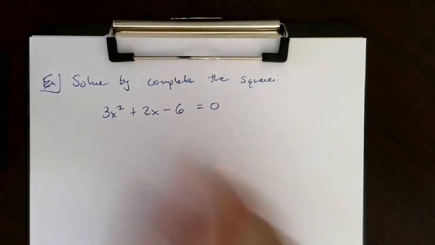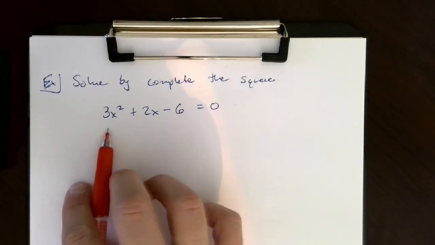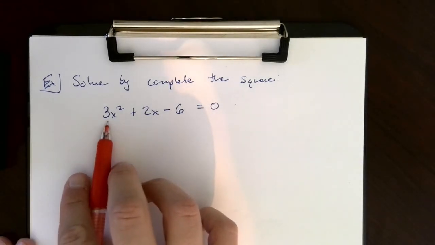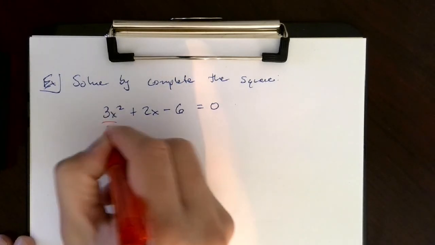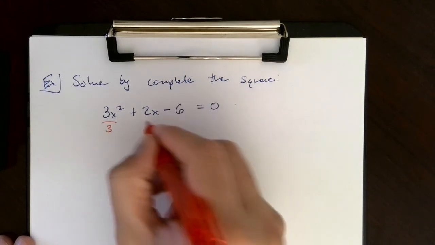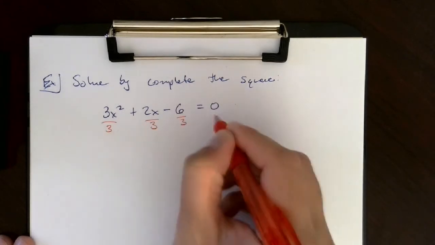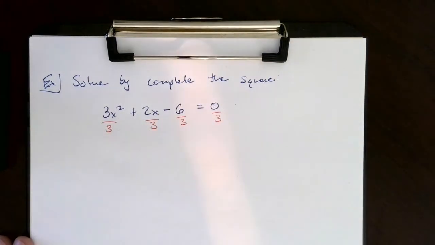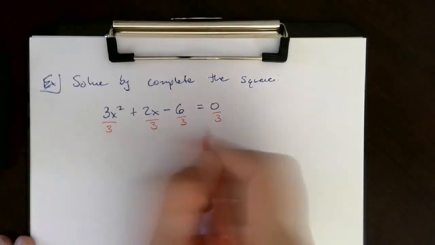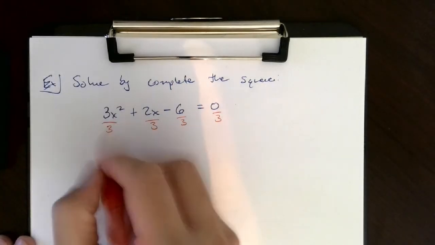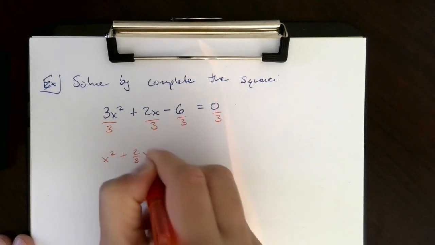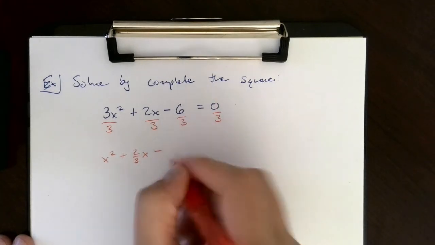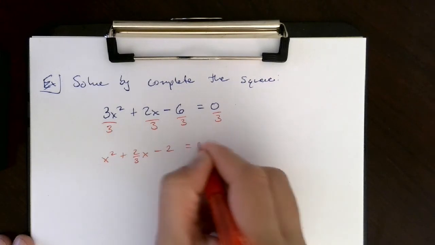So first thing here, we need a leading coefficient of 1. I don't have it, so in order to make this look like a 1, remember I divide by whatever that coefficient is, right? Because 3 divided by 3 would give me a 1. So we divide each term by 3, right, including the 0. This keeps it balanced. So the 3's cancel, and we end up with x² + 2/3 x - 6/3, well that reduces to 2, equals 0.